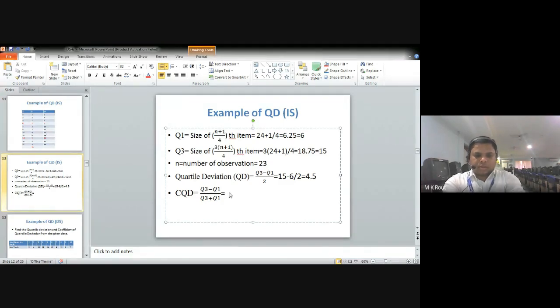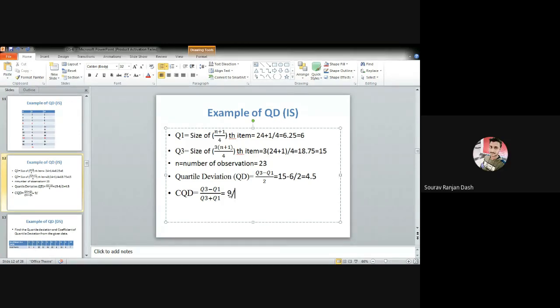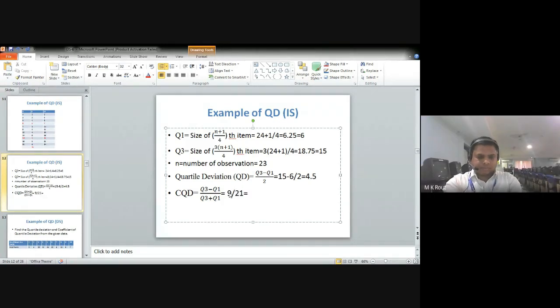This one is your 2, your how much? 9 divided by how much? 21. That equals to 0.42. Is it clear to all?